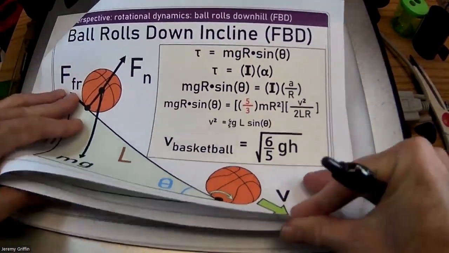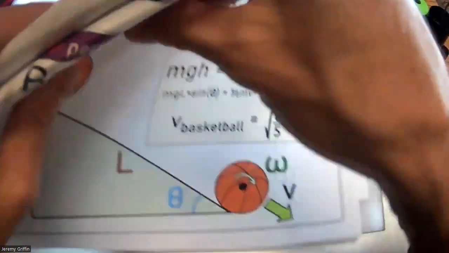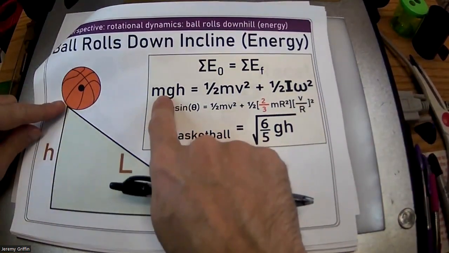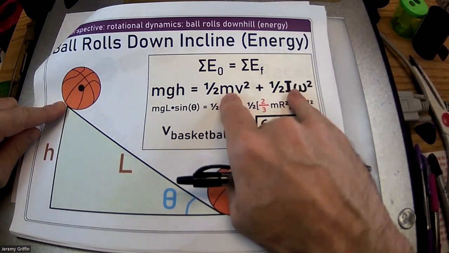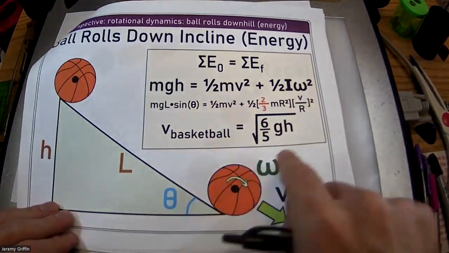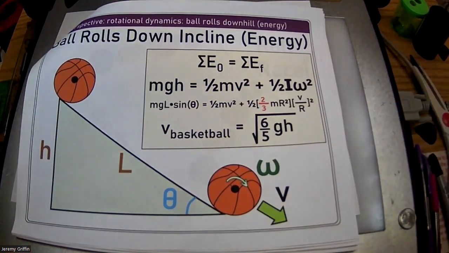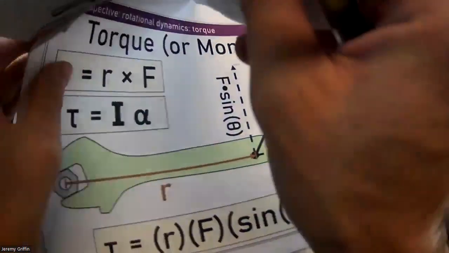The other way you could do this is conservation of energy, which I think is actually an easier way to approach it. Potential energy at the top, translational kinetic energy and rotational kinetic energy at the bottom. Use some substitutions, and you get the exact same answer. There you go, one of my favorite physics problems.